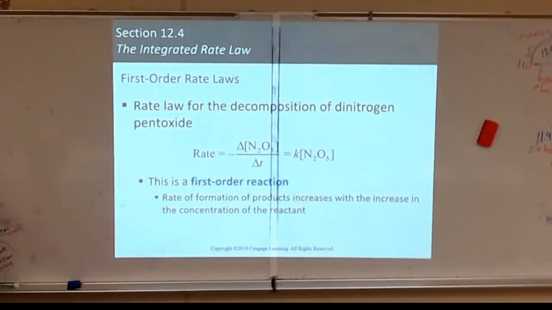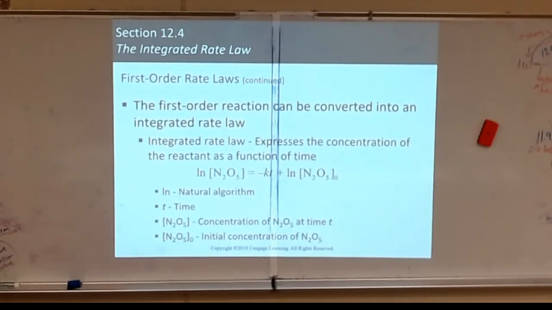First order means that the exponent is going to be 1. The rate of formation of products increases with the increase in the concentration of the reactants. You're going to need to know about first order reactions. So 0 order, first order, second order. If you know those, you'll be in good shape. There's other things going on, but on the AP test, they're not going to push you on that stuff.